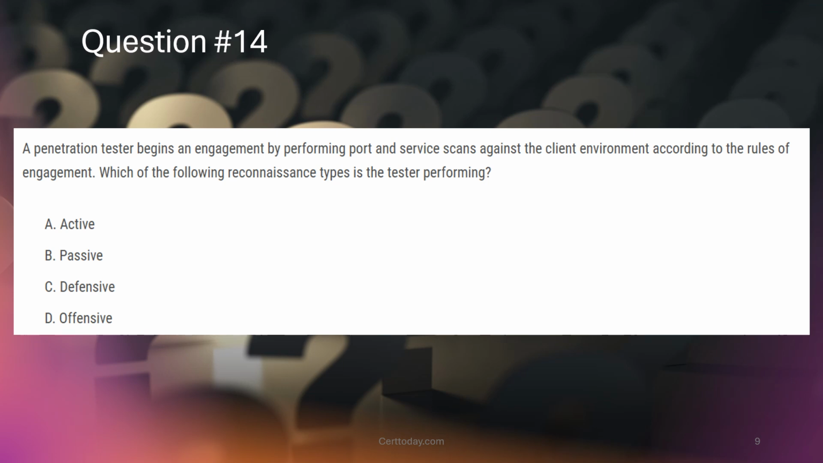Question 14. A penetration tester begins an engagement by performing port and service scans against the client environment according to the rules of engagement. Which of the following reconnaissance types is the tester performing? A, active. B, passive. C, defensive. Or D, offensive.